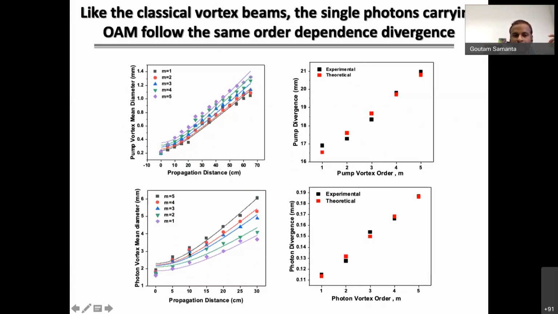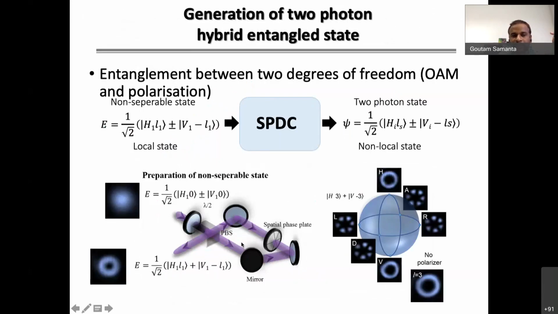That we have measured. And for the single photon vortex also, you can see a similar kind of vortex divergence. When we do this coincidence imaging, integrating over a long time and looking at its propagation and divergence, we can see that it follows exactly the same pattern as the classical beam, in the case of the quantum beam.